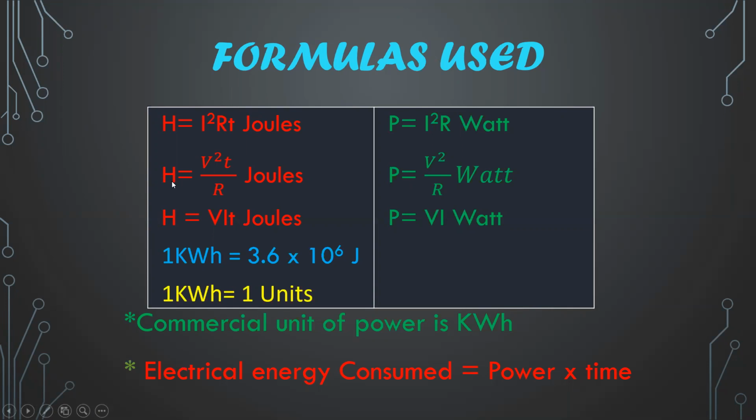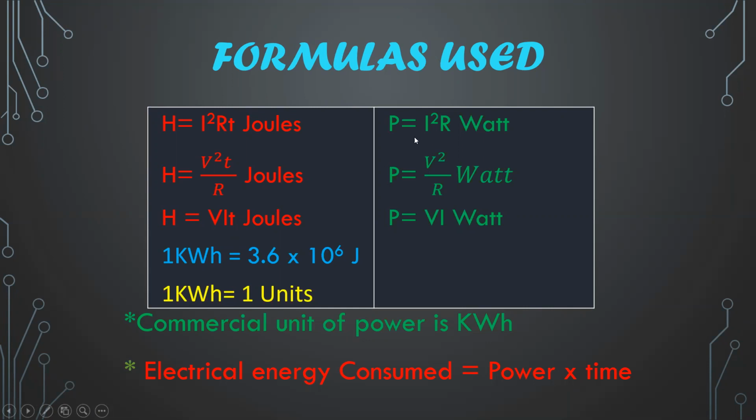Now, the next formula is heat generated in terms of potential difference, time and resistance. That is, H is equal to V squared T upon R joules. Now again, heat generated in terms of potential difference, current and time t. That is, H is equal to VIT joules.